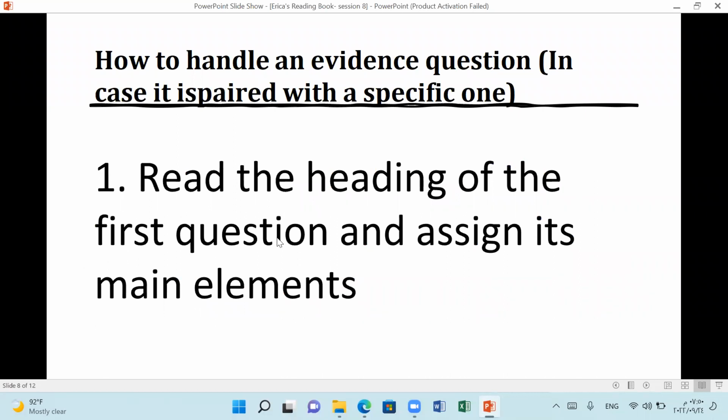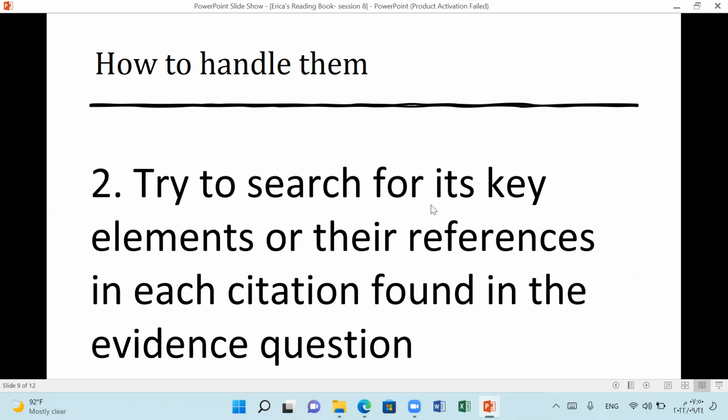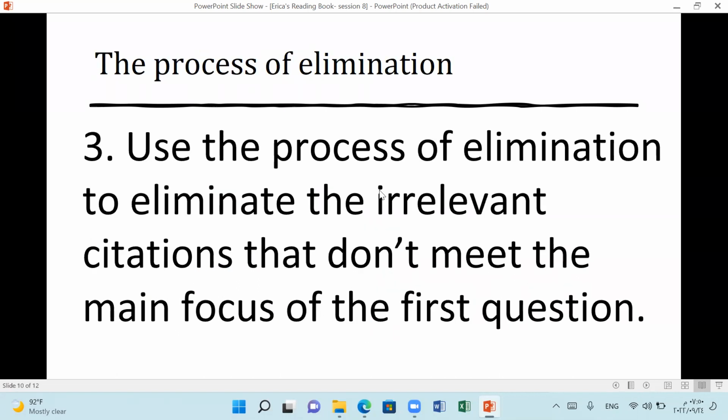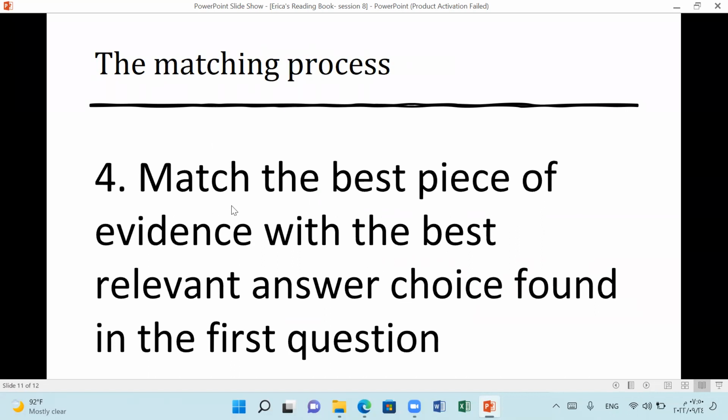Read the heading of the first question and assign its main elements. Try to search for its key elements or their references in each citation found in the evidence question. Use the process of elimination to eliminate the irrelevant citations that do not meet the main focus of the first question. Match the best piece of evidence with the best relevant answer choice found in the first question.